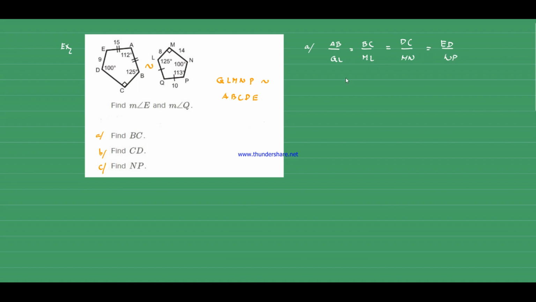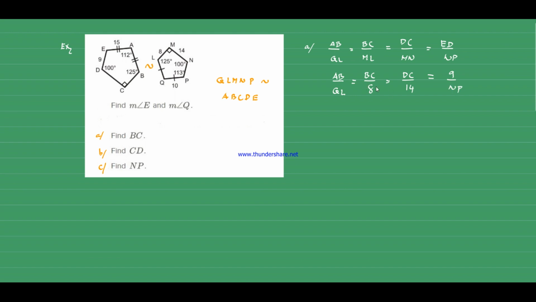Okay. Alright, now we go ahead and plug in the numbers. So we got AB, we don't know AB. Do we know QL? We don't know QL either. Well, we know BC. We don't know BC either. BC we don't know. Do we know ML? Yes, 8. DC we don't know. MN 14. ED 9. And NP we don't know.